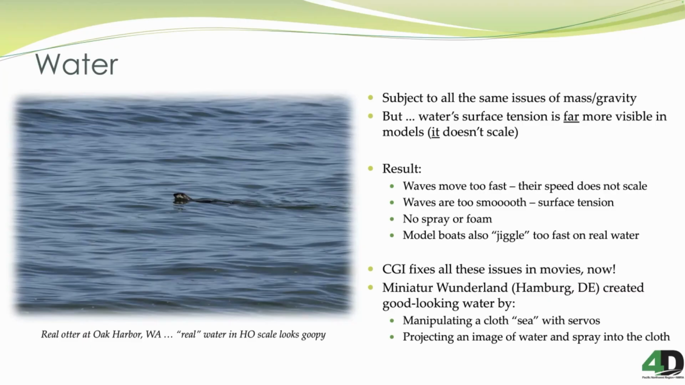But there, the waves move too fast. They move at their real world speed. That speed doesn't scale. The waves are too smooth because of the surface tension. Of course, there's no spray or foam, and the model boats jiggle around too much on the water. Again, the movies use CGI to fix all of that, but it's worth looking at some movies of Miniature Wonderland in Hamburg in Germany and see how they've done it.